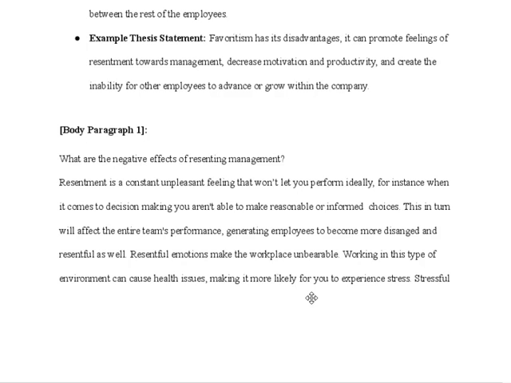And so this student has to get rid of you and your and replace them with a person. For example, resentment is a constant unpleasant feeling that won't let a person perform ideally. For instance, when it comes to decision making, a person is not able to make a reasonable or informed choice. So she just has to replace her you and your with a person. This way you avoid sounding too conversational, because if you use you and your and first and second person case, you sound too conversational.